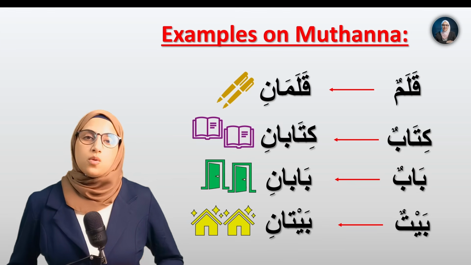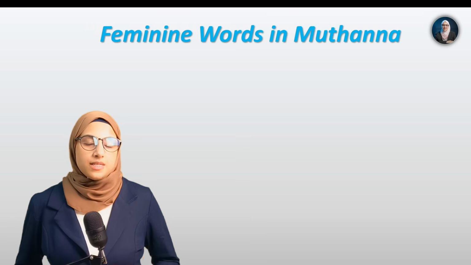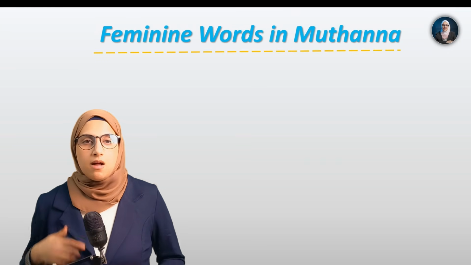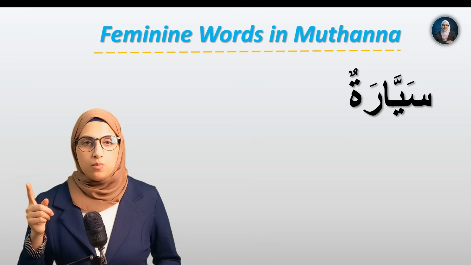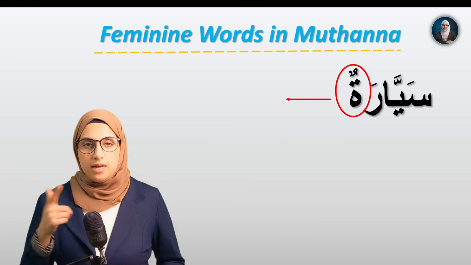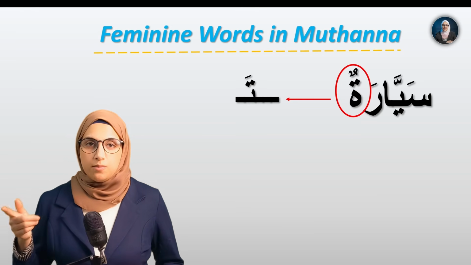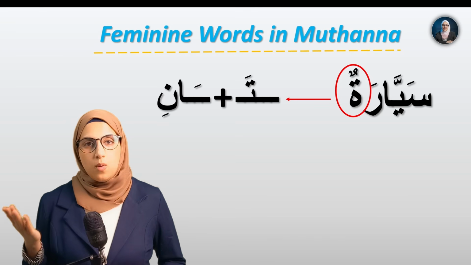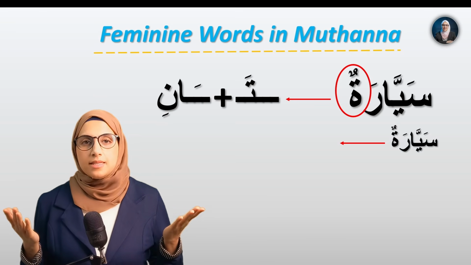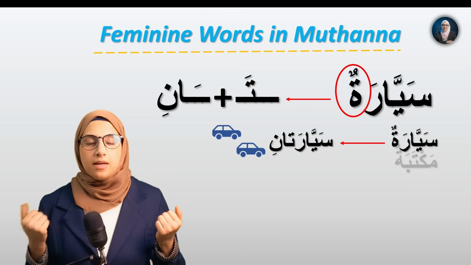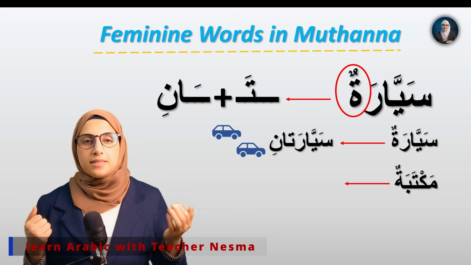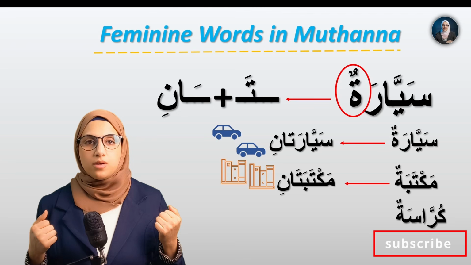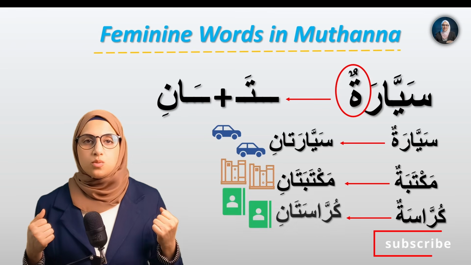What about if the word is feminine or if it has تاء مربوطة at the end, like the word سيارة? You change the تاء مربوطة into a usual تاء, a normal تاء, to be able to join it with the alif noon. So سيارة, 1 car, سيارتان, 2 cars. مكتبة, library, مكتبتان, 2 libraries. كراسة, a notebook, كراستان, 2 notebooks.